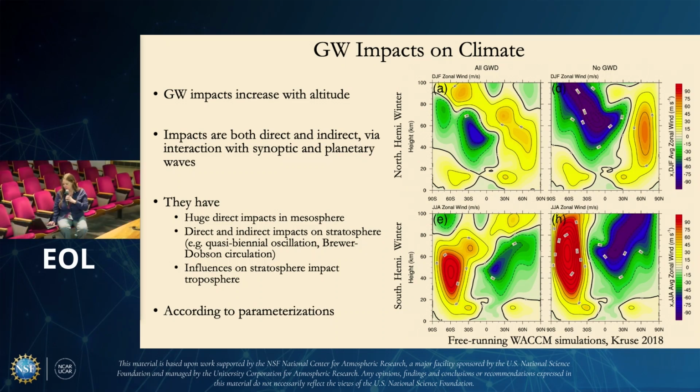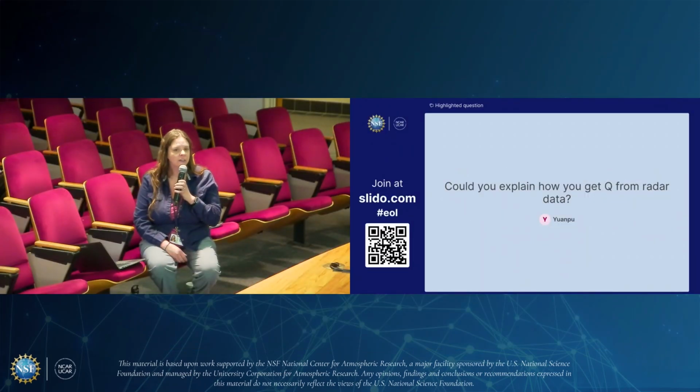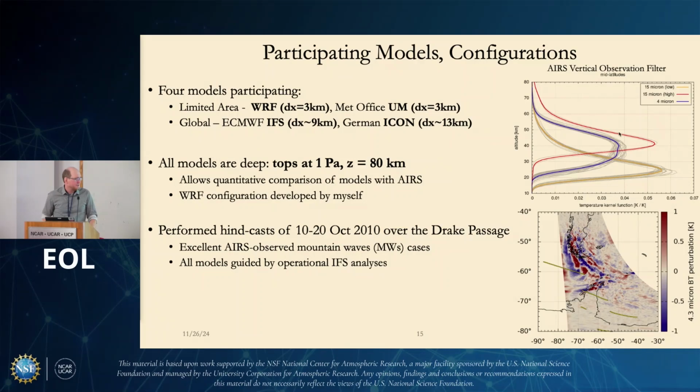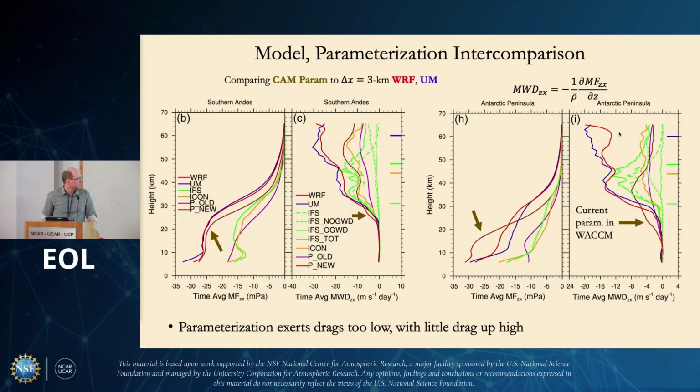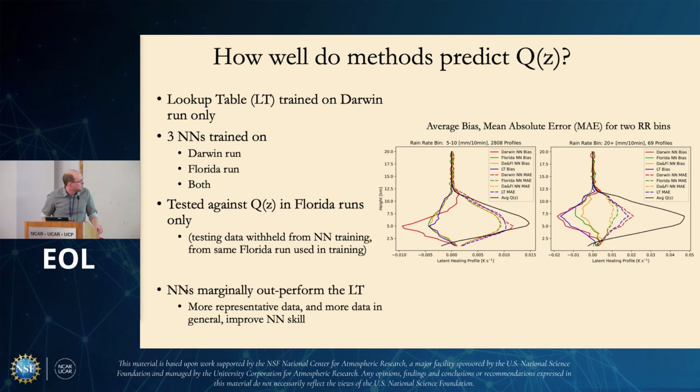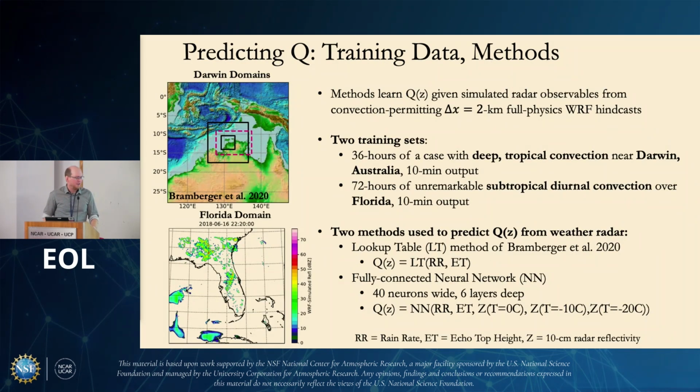Thanks, Chris. We have one more question online from Yuan Pu. Could you explain how you get Q from radar data? Yeah, I went over that really fast. Essentially, we do this entirely within WRF. Within WRF, we have simulated radar quantities, but within WRF, we also have diabatic heating. We're doing this grid point by grid point. So for every grid point where you've got rain rates above a threshold, we used, I forget, what was it? It's like 1 millimeter per 10 minute. If we had more than 1 millimeter per 10 minute, we considered that a convective grid cell.